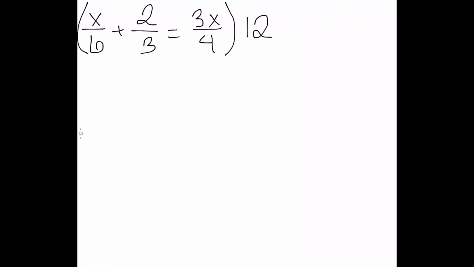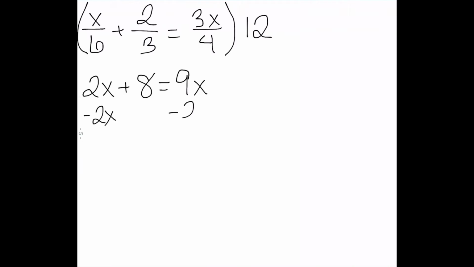So 12 divided by 6 would be 2. 12 divided by 3 would be 4 times the 2 that's already there. 12 divided by 4 would be 3 times the 3x that's already there. And now I can see that this is much simpler.